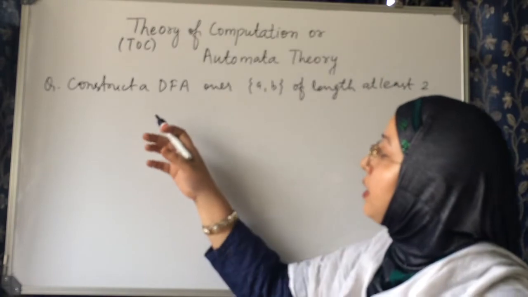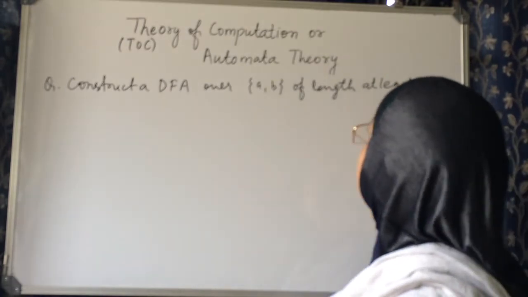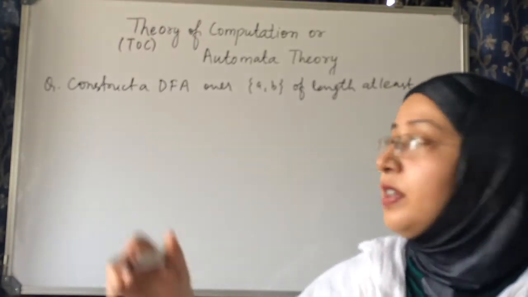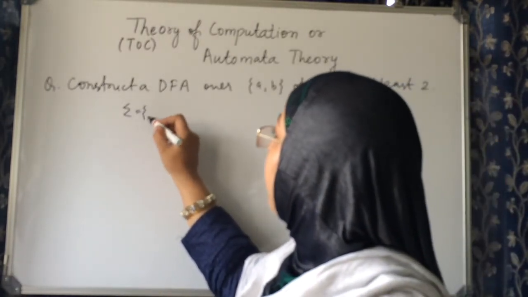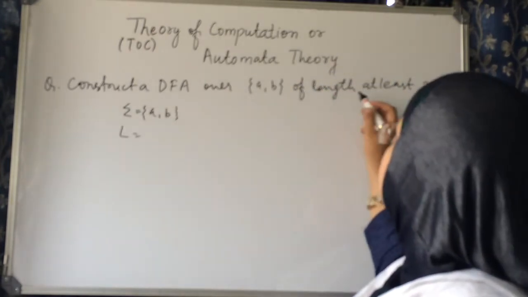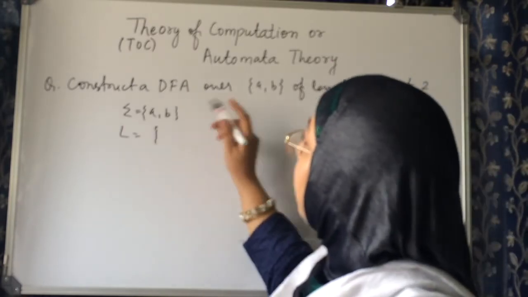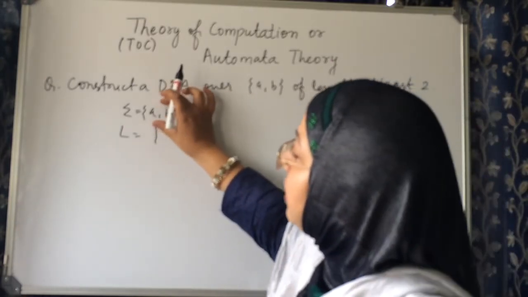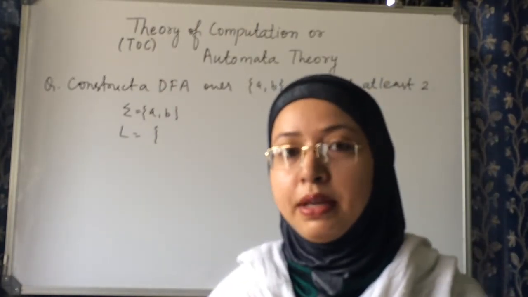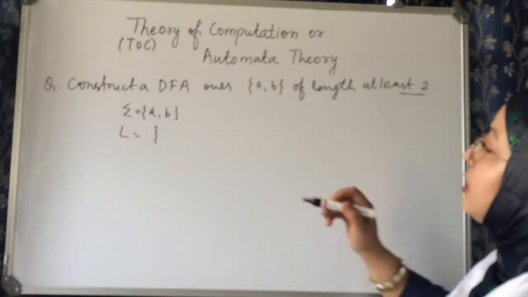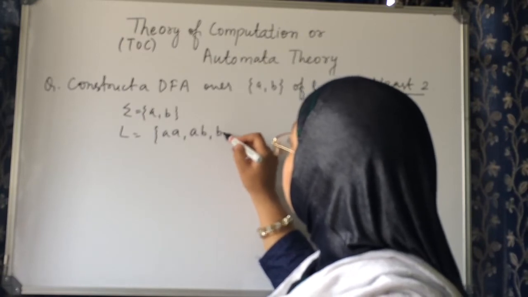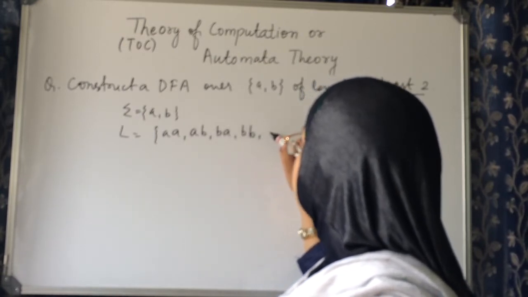The question says construct a DFA over AB of length at least 2. Over AB means the alphabet is given, sigma is A comma B, and your language is the set of all strings of length at least 2. You have to make strings of only these two symbols A and B, and the length is at least 2. At least 2 means it should have at least 2 symbols. It can have more than 2 symbols, but at least 2.